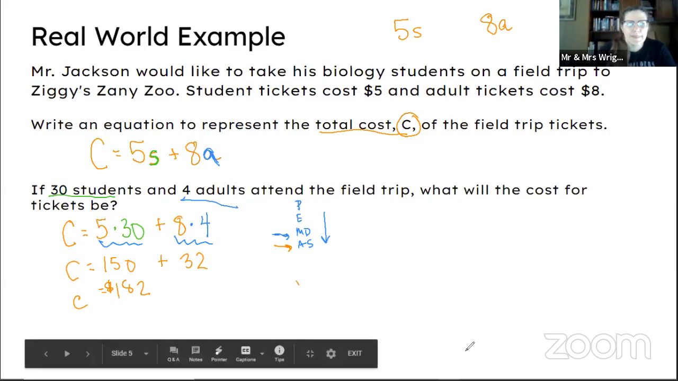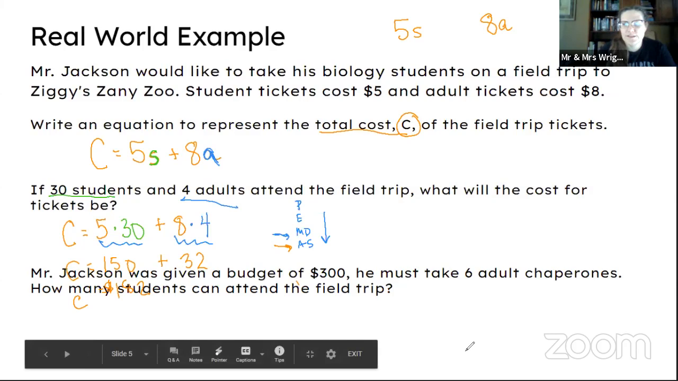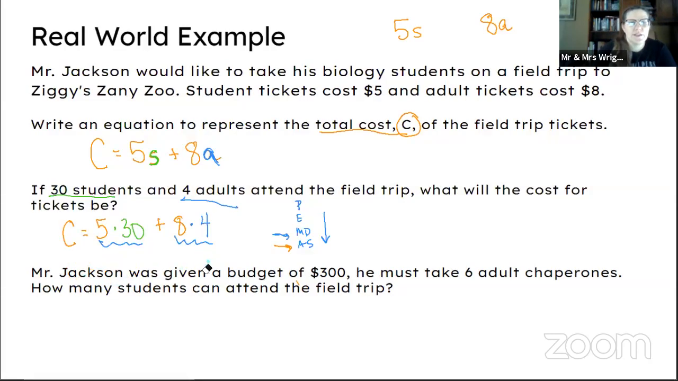All right. Here's another question for us. I'm going to erase this so we can read it. Ms. Jackson is given a budget of $300. He must take 6 adult chaperones. How many students would he be able to take if he has to take 6 adult chaperones? Okay, well, it's got to be under $300.